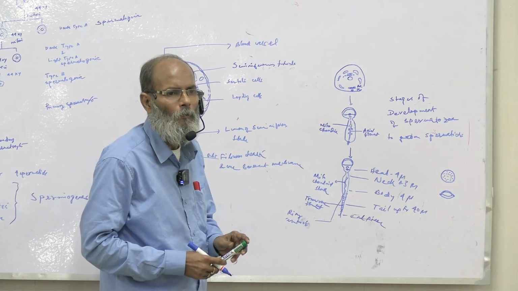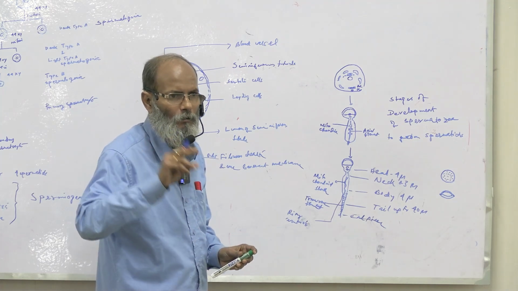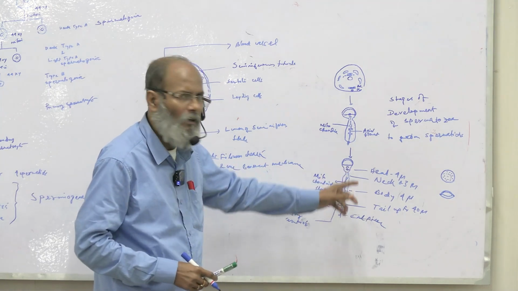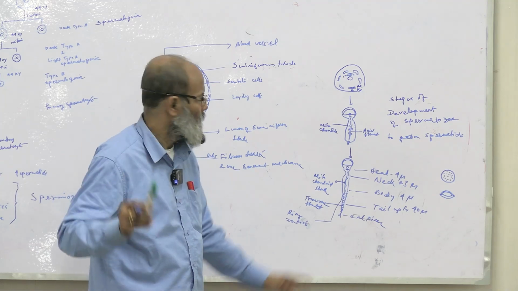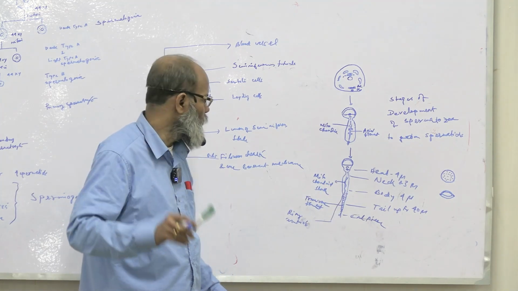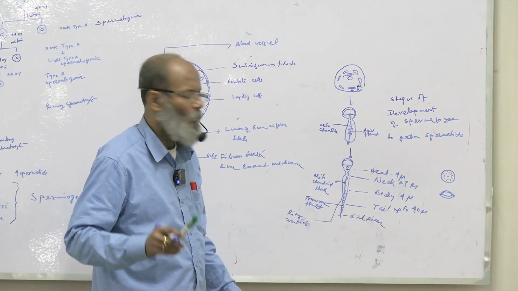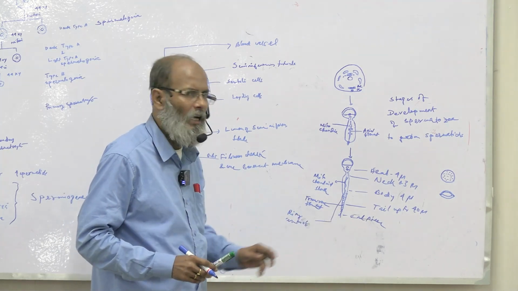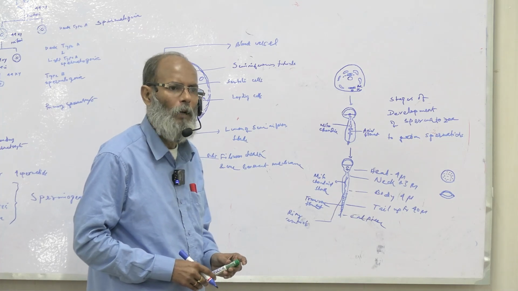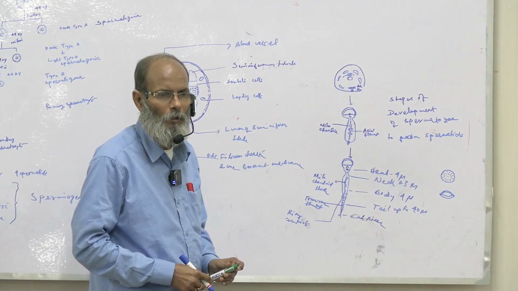The head is 4 micron, neck is 0.3 micron, body again 4 micron, tail can be up to 40 micron, and the last is the end piece, which is not covered by the cell membrane.